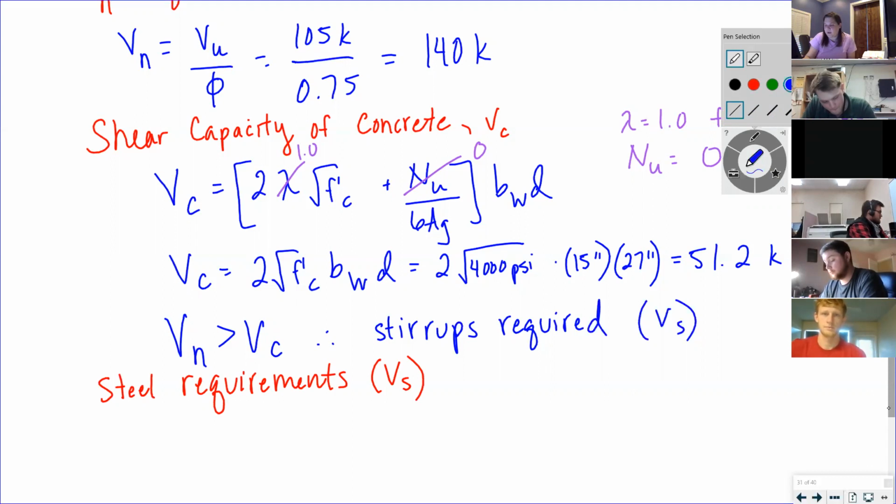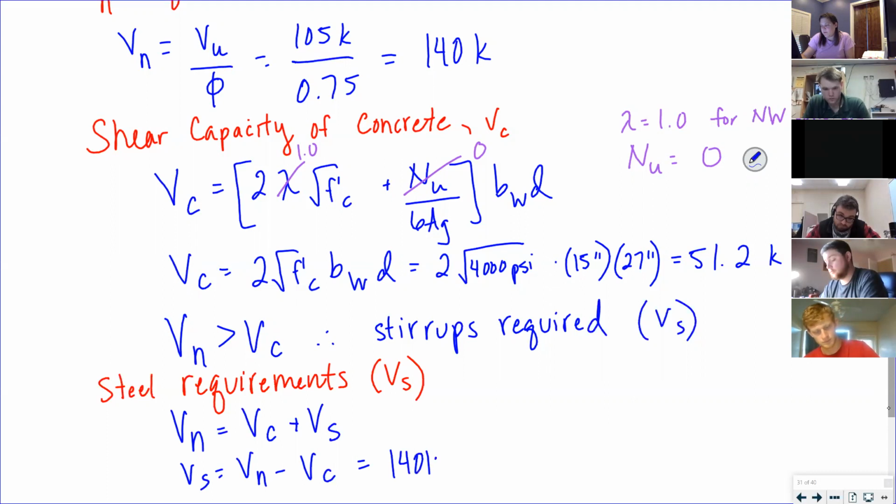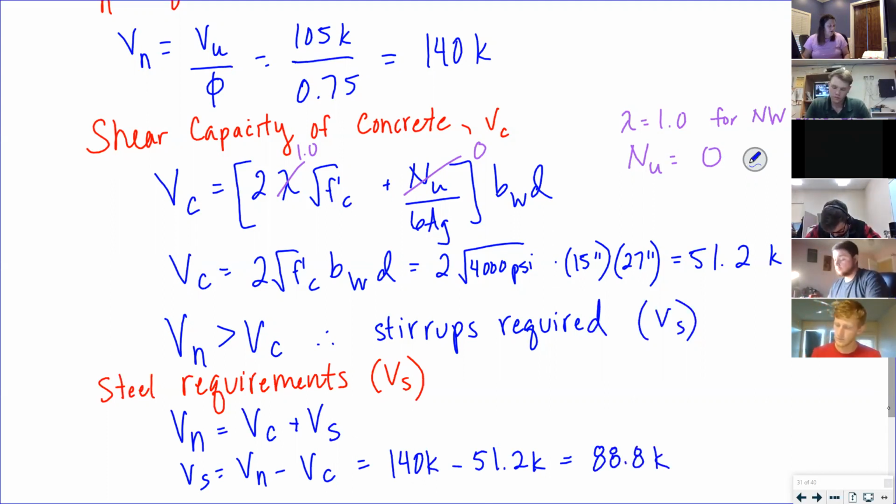My nominal capacity is my contribution from my concrete plus my contribution from my reinforcement. So if I want to know how much I need from my reinforcement, just Vn minus Vc: 140 kips minus 51.2 kips. I need 88.8 kips of shear strength from my shear reinforcement.